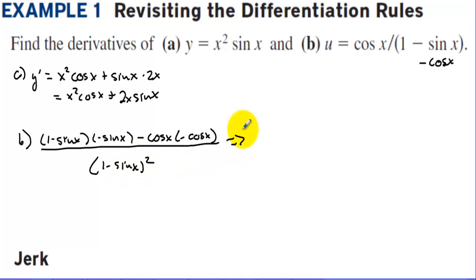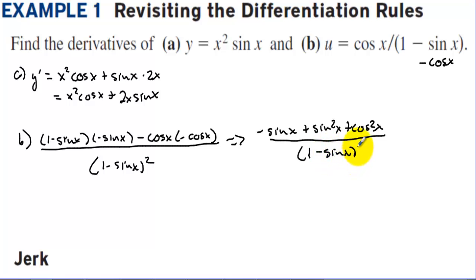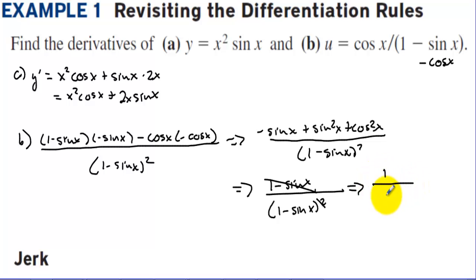And we can simplify this. Let's distribute the negative sign. We have negative sine of x, and then plus sine squared x, and then plus cosine squared x, and that's all over the denominator, 1 minus sine of x squared. But sine squared plus cosine squared is 1. Now we have 1 minus sine of x on top over 1 minus sine of x squared. And then this 1 minus sine x cancels out with one of those. So the final answer is 1 over 1 minus sine of x.